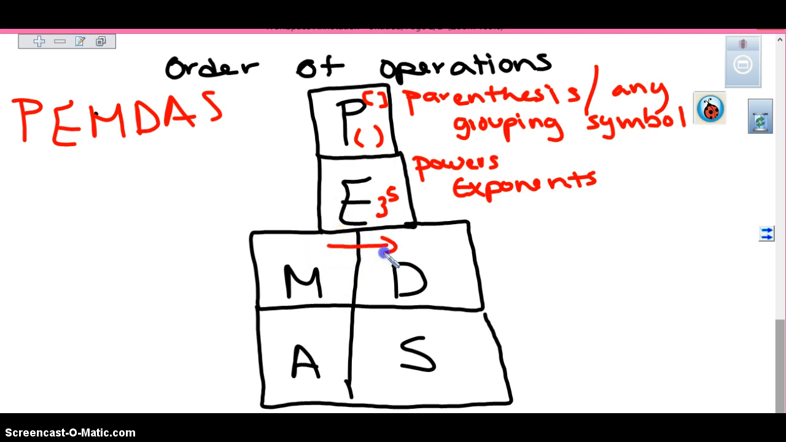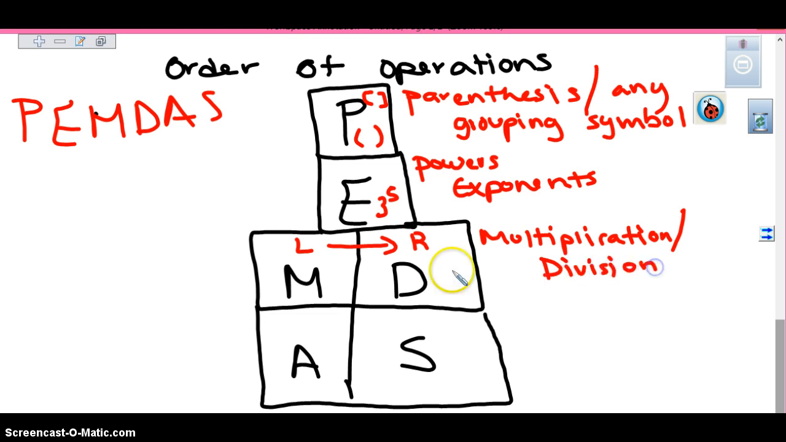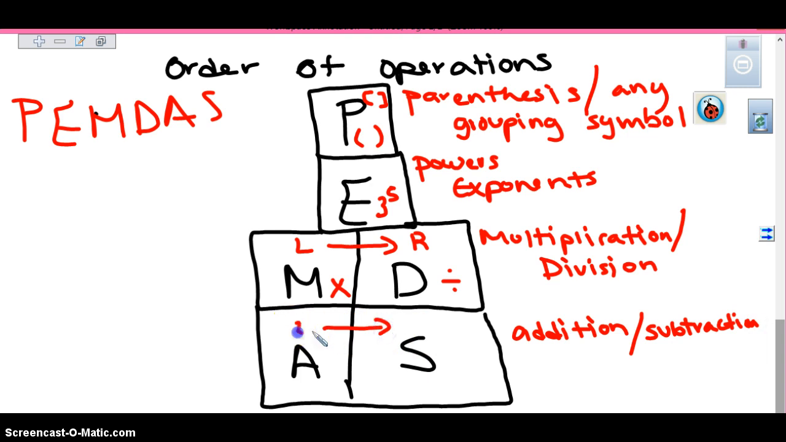You evaluate anything with exponents. Then multiplication or division, whatever comes first from left to right. After that, addition and subtraction. Same thing, whatever comes first from left to right.